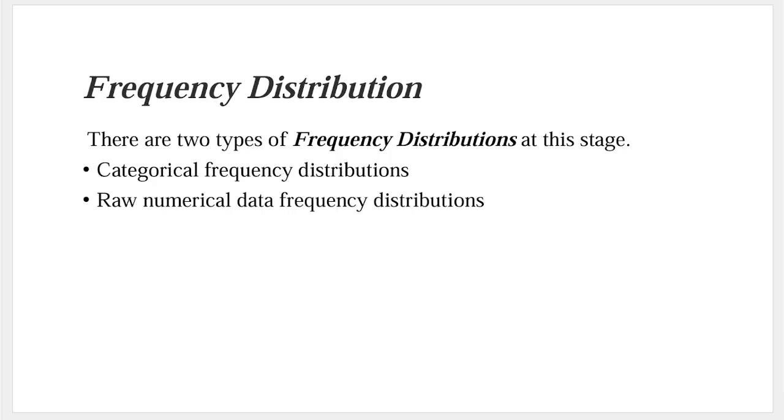So, the type of frequency distribution depends on the type of data we are working with. If the data is categorical, we use categorical frequency distribution. If the data is numerical, we use numerical frequency distribution. So the type of frequency distribution we use depends on whether our data is categorical or numerical.